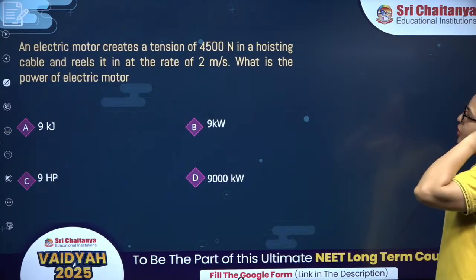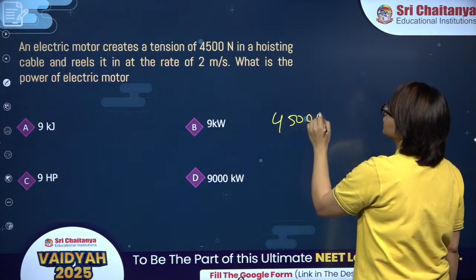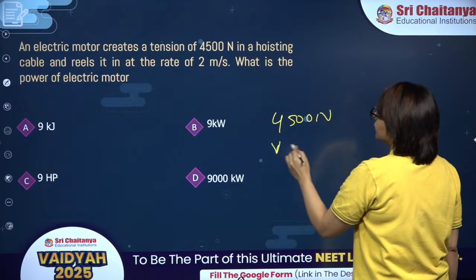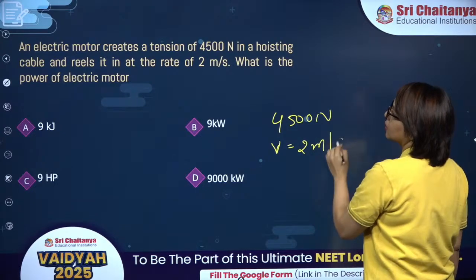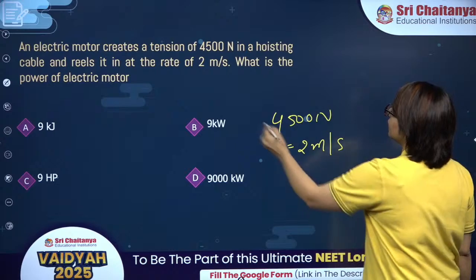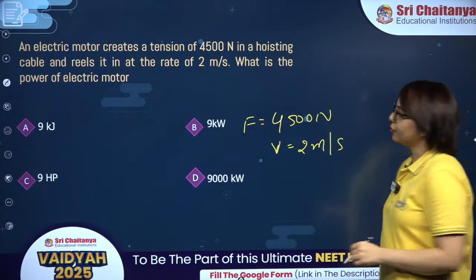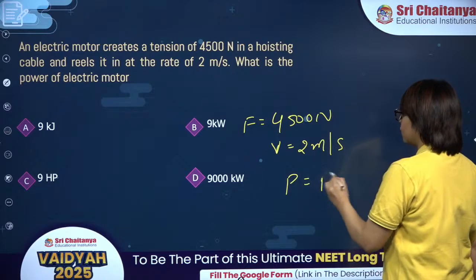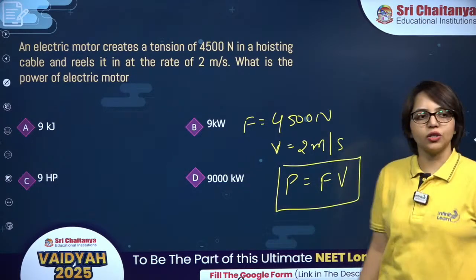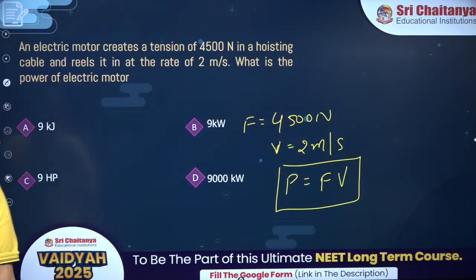Alright. An electric motor creates a tension of 4500 Newton. Okay, and the velocity is 2 meter per second. String cable and reels it in at a rate of 2 meter per second. What is the power of the electric motor? You have to find power, so it will be force into velocity. Let's try this one everyone. This is the easiest question of today's session. Try this one, bachcho.